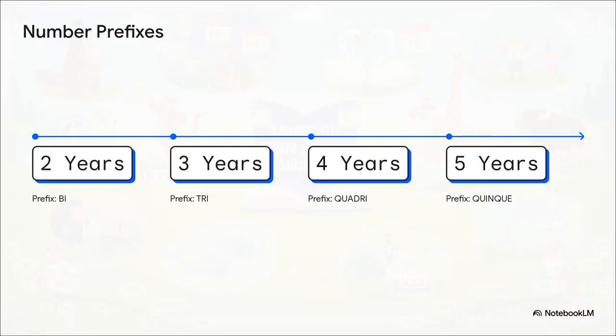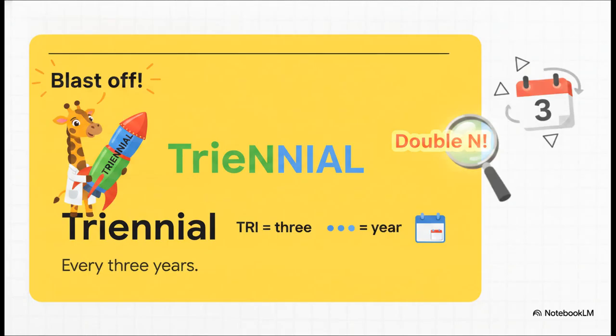Let's zoom out a bit and see how this builds across the timeline. We just mastered BI for 2 years, but the Latin language gives us a whole set of number prefixes that basically multiply our root word. We have TRI for 3, QUADRI for 4, and QUINQUE for 5. Once you lock these specific number prefixes into your brain, you can attach them to our ENN root to create massive, super impressive spelling bee words. Let's see them in action. Blast off!